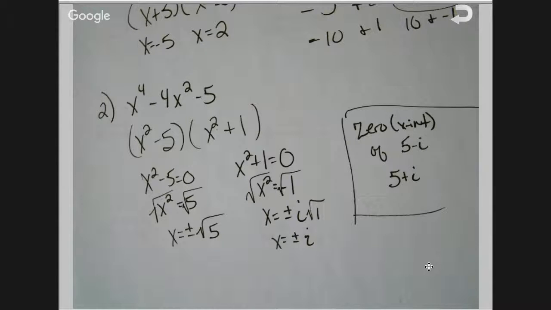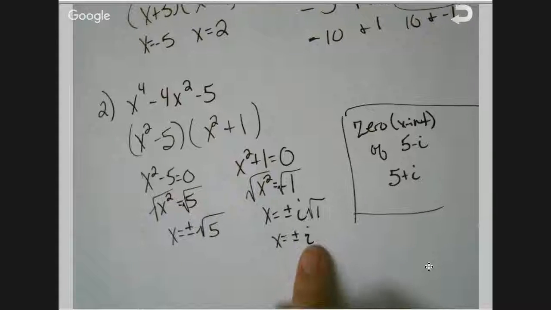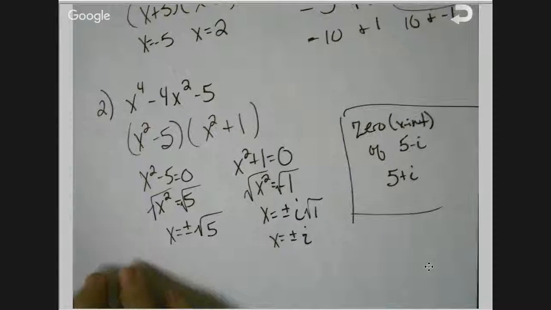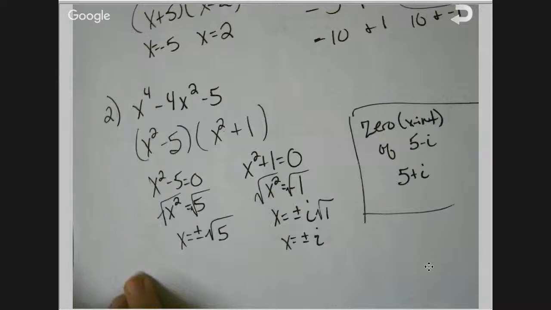So they always come in pairs. So I have a positive i, so I also have a negative i. Any questions about that?